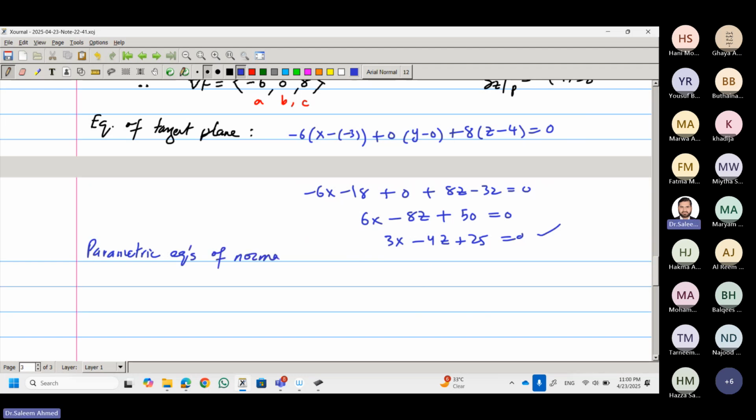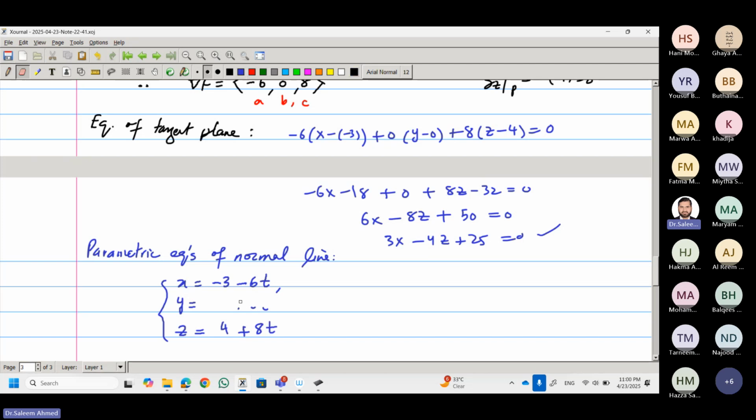are x is equal to x naught plus at. So x naught is minus 3, plus a is minus 6t. Y is equal to y naught, which is 0, plus 0t, because b is also 0. And then z is equal to z naught, which is 4, plus 8t.